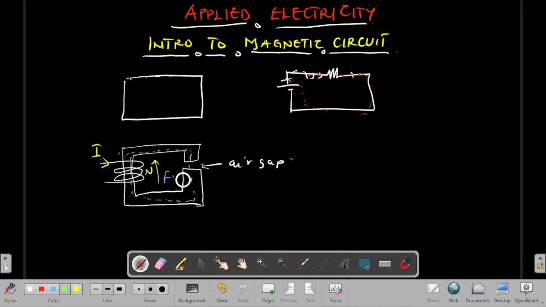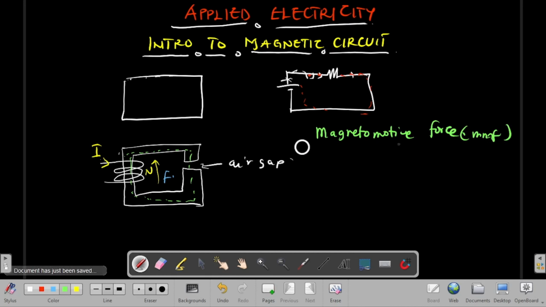Now let me explain the terms. The first term I'm going to explain is what we call magnetomotive force. What do I mean by magnetomotive force? Magnetomotive force is simply a force which generates a magnetic flux within a circuit. So it's simply MMF, similar to EMF in our normal electrical circuit. So magnetomotive force is simply your voltage source, or let me say the potential difference.